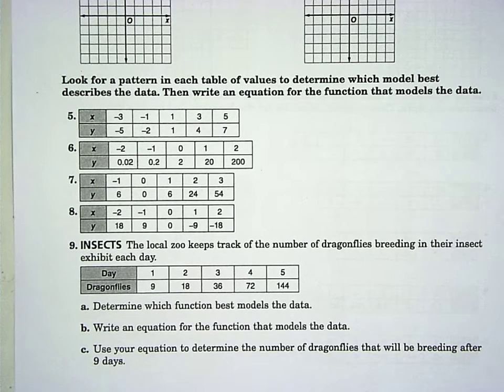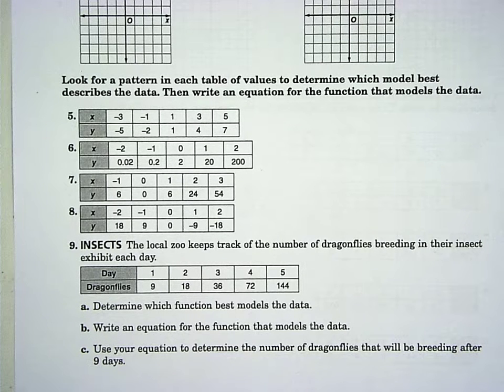Alright, so I'm also going to complete this insect problem that is on the worksheet. It says the local zoo keeps track of the number of dragonflies breeding in their insect exhibit each day. Day 1 there's 9 dragonflies, day 2 there's 18, day 3 there's 36, day 4 there's 72, day 5 there's 144. And we have parts A, B, and C.